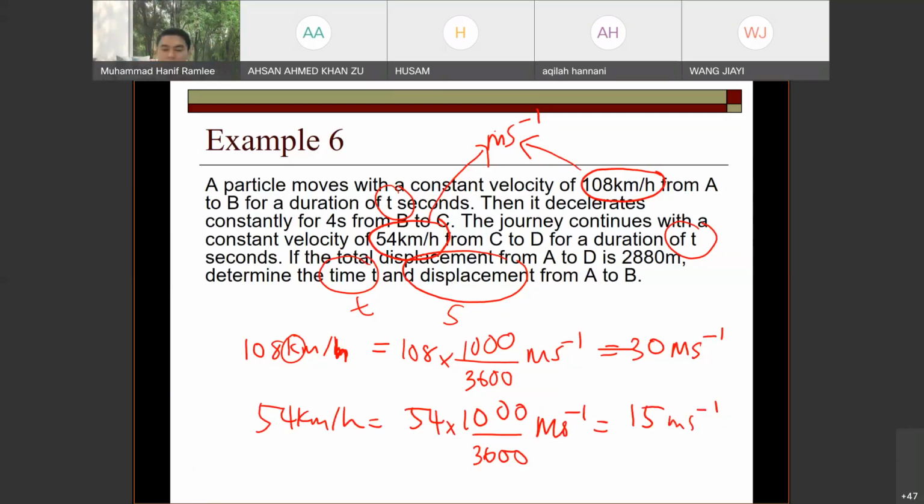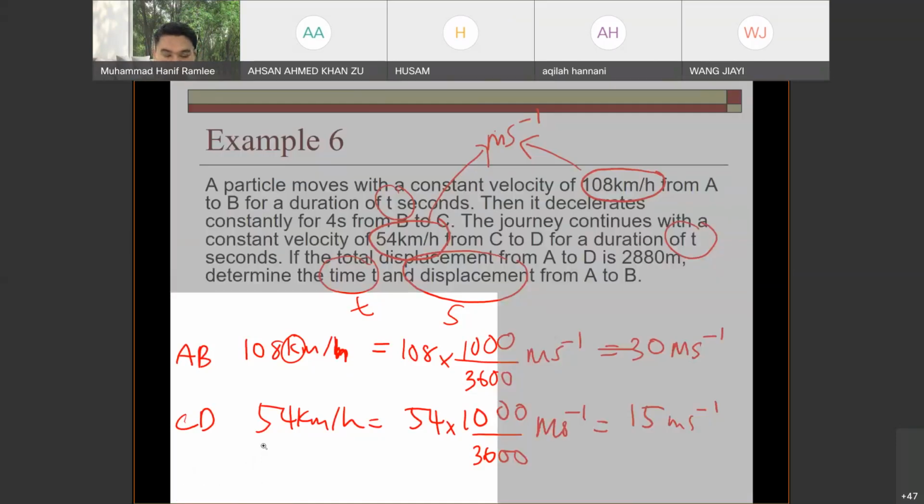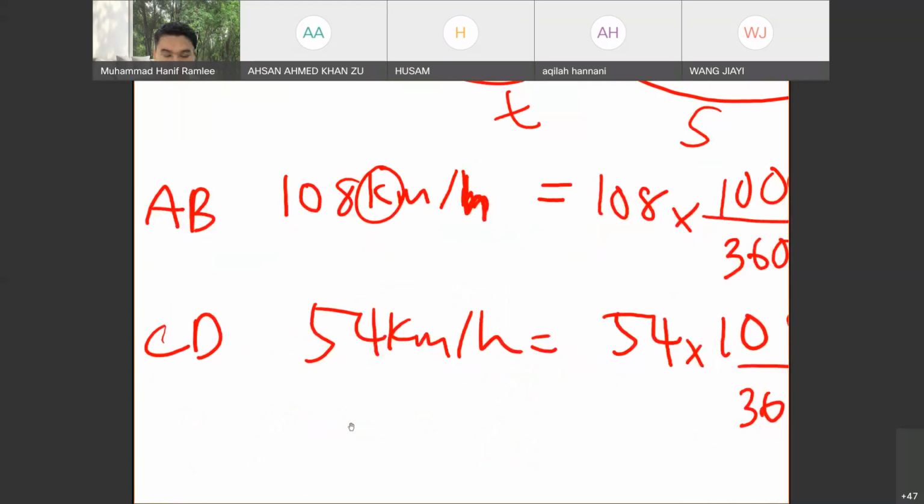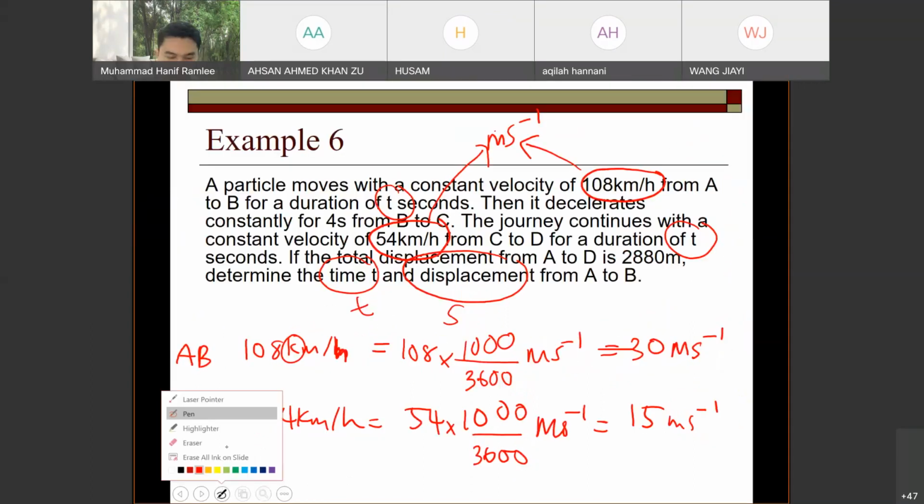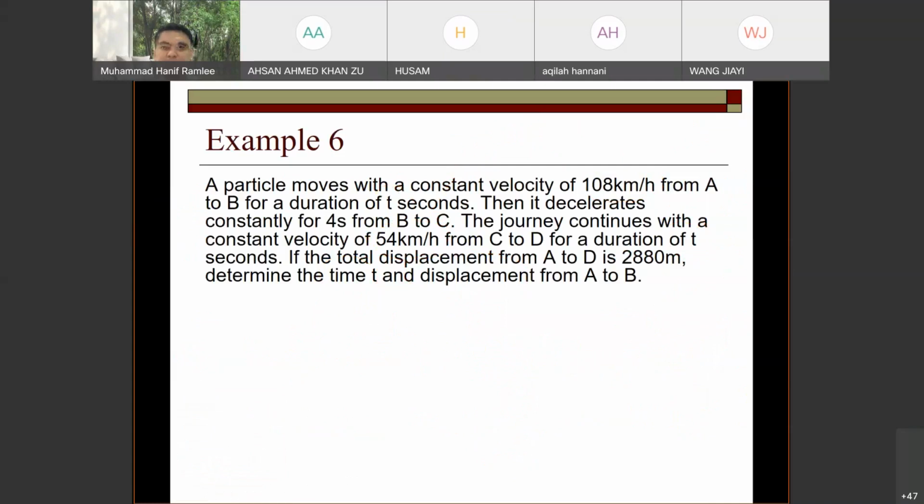So this is your value from A to B. This one from C to D. So from this information, you can draw the graph. You can draw the VT graph.